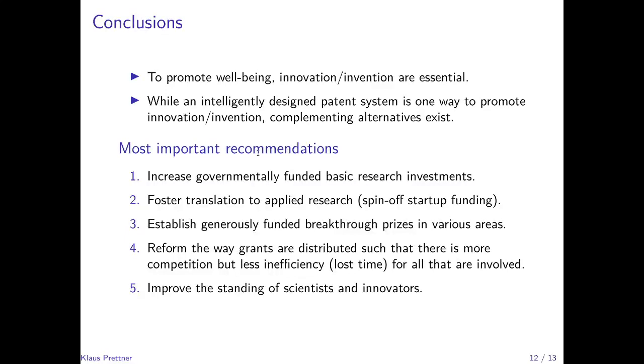To summarize the insights that we've gained in this part, we've seen that to promote well-being, innovation and invention are essential, and an intelligently designed patent system here is of utmost importance to promote innovation and invention, but one could also use complementing alternatives or complementing schemes to get innovation and invention also in cases where the patent system fails.